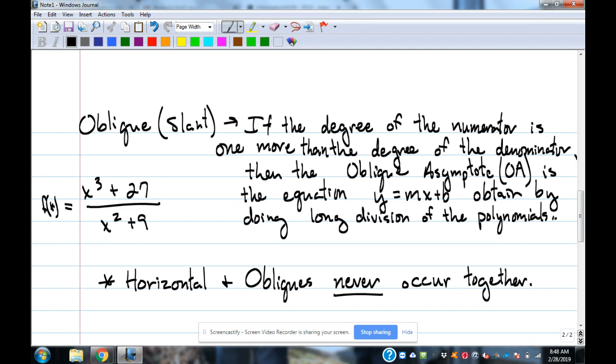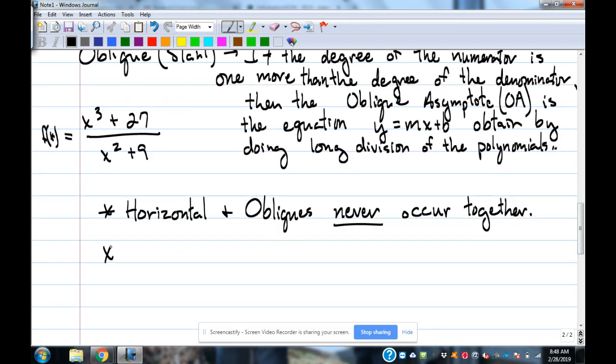Okay, horizontals and obliques do not have to exist. You don't have to have those. Okay.